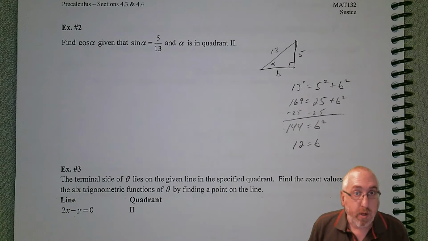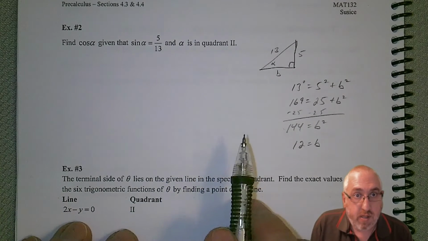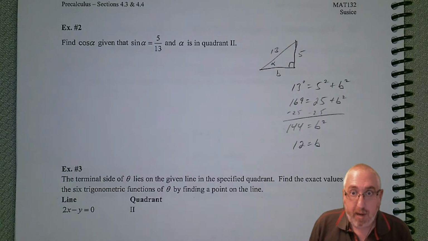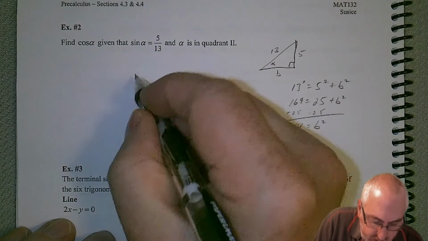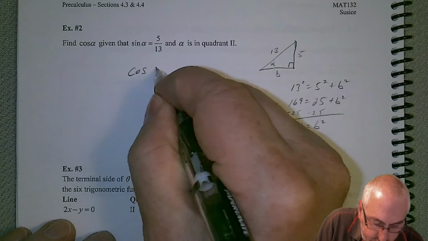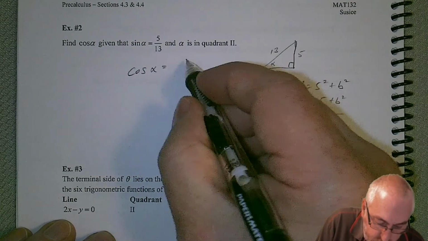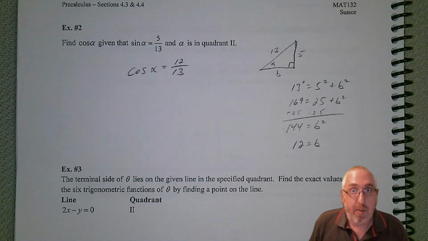All right, so now that we know that, how do we apply this to the problem? Well, first thing is we can get the cosine of our angle based off of this information, but we still don't know if it's going to be positive or negative. We'll talk about that in a second. The first thing is just to realize that the cosine of alpha has to be the adjacent over the hypotenuse, so 12 over 13, but is it positive or negative?